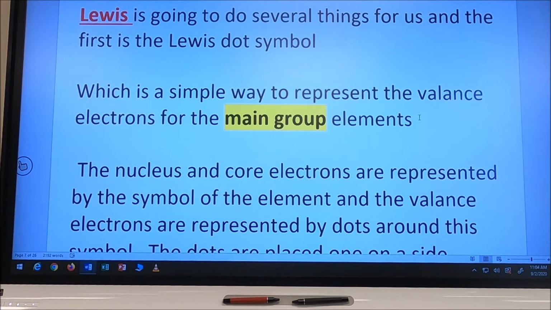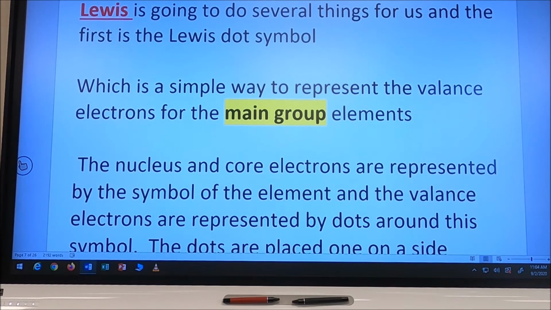We're going to look at Lewis dot symbols for the main group elements, those first 2 columns, the last 6 columns. In a Lewis dot symbol, the nucleus and core electrons are represented by the symbol of the element, and valence electrons, which for those main group elements is the same as the outer electrons, are represented by dots around the symbol. The dots are placed one on each side before the dots are doubled up.